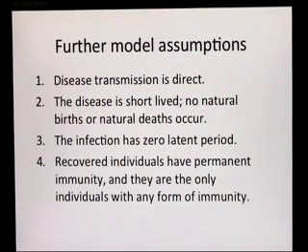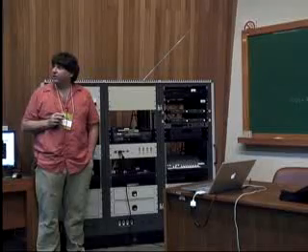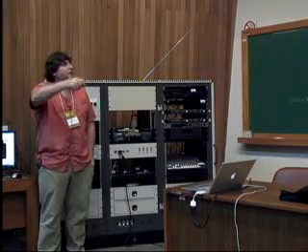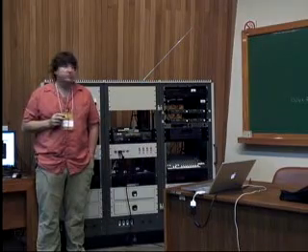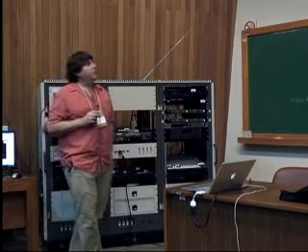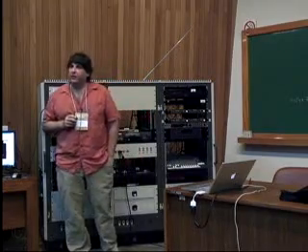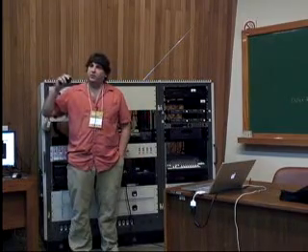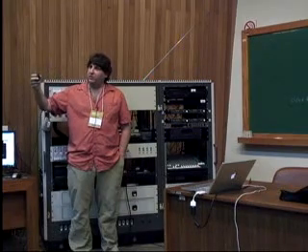Okay, so this simple model, I want to stress the assumptions. So built into the simple model, again, we're assuming that the disease transmission is direct. We're assuming that there are no natural births and no natural deaths, that the disease is what's called short-lived. The next step is to add natural births and natural deaths. But again, we're assuming here that the only deaths occur due to the disease. We're assuming that the infection has 0 latent period, which means as soon as you become infected, you become infectious. You're able to transmit the disease.